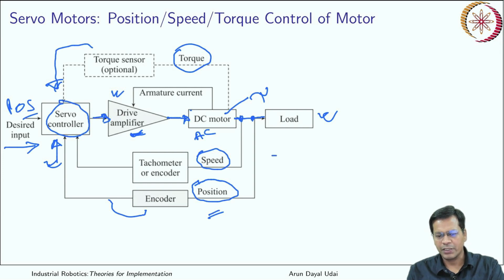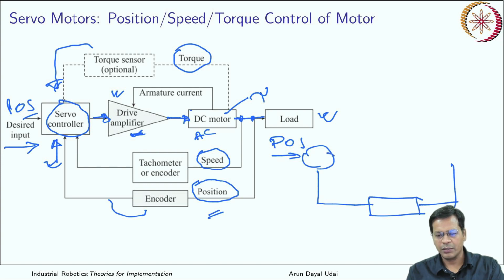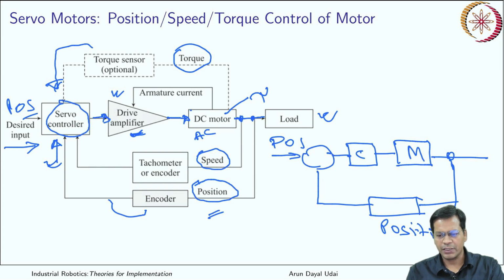Let me just draw a simple system. You desire a position, you have a summing block here, and you have an encoder here. This is your controller, this is your motor, and finally it gives you an output. This is your feedback sensing device. Let us say over here I am taking position, this is the actual position, and it is loaded by a kind of load. So here your load goes. This time this is only a position controller.